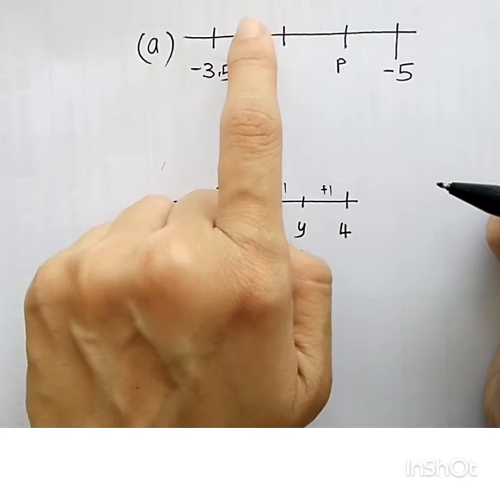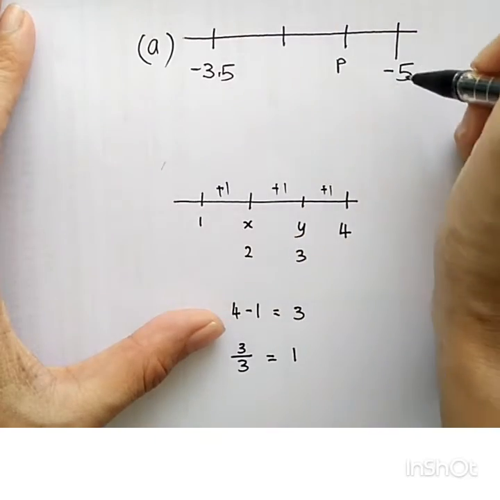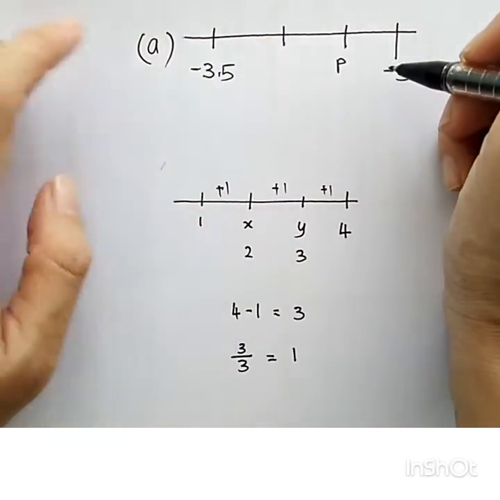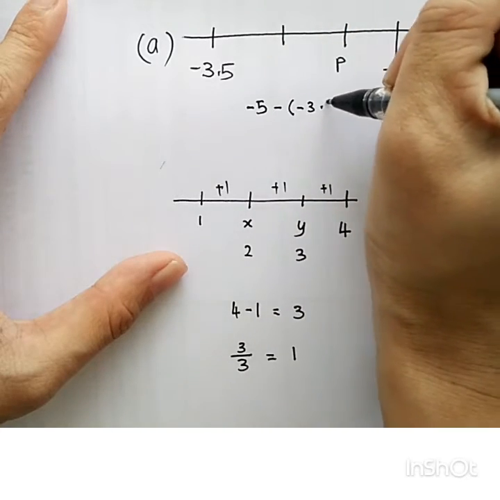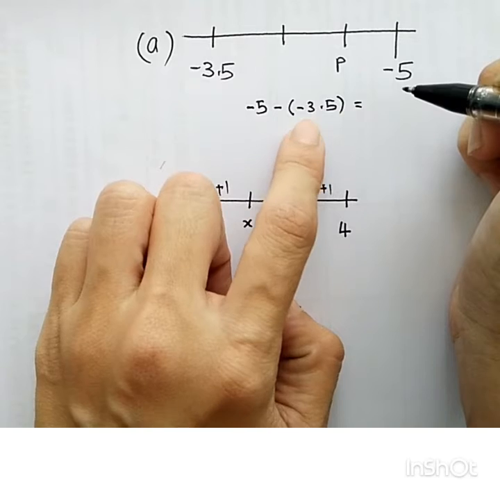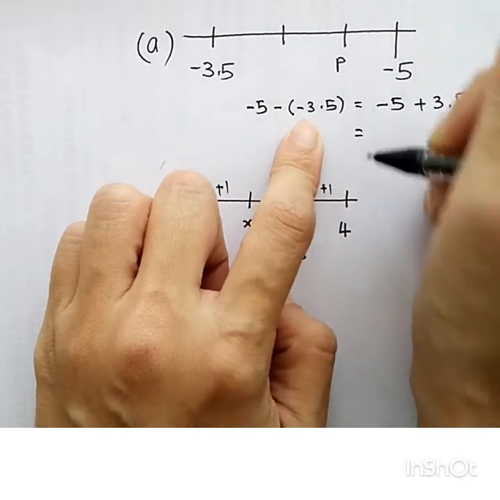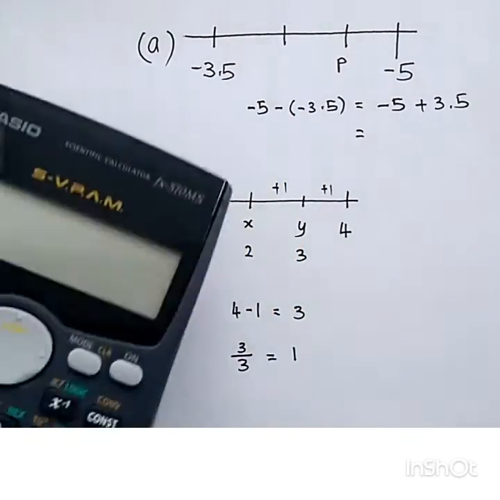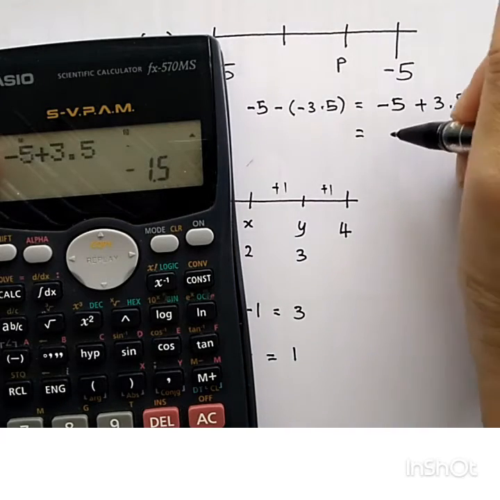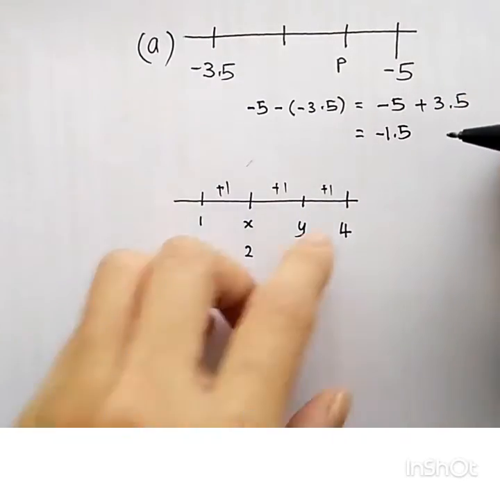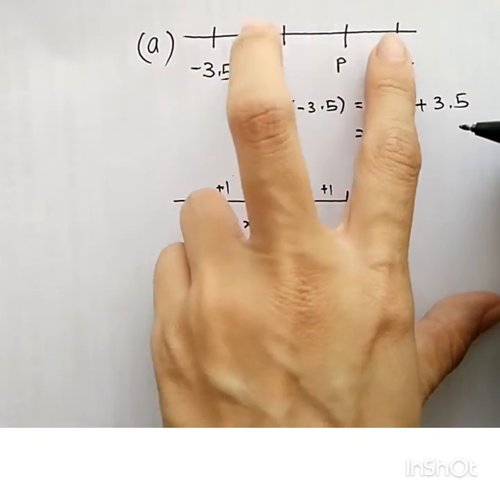First step, I need to find the difference between the columns. I will use the last number minus the front number. So minus 5 minus minus 3.5. Minus minus becomes plus, so minus 5 plus 3.5, and this will be minus 1.5. So minus 1.5 is the difference between minus 5 and minus 3.5.